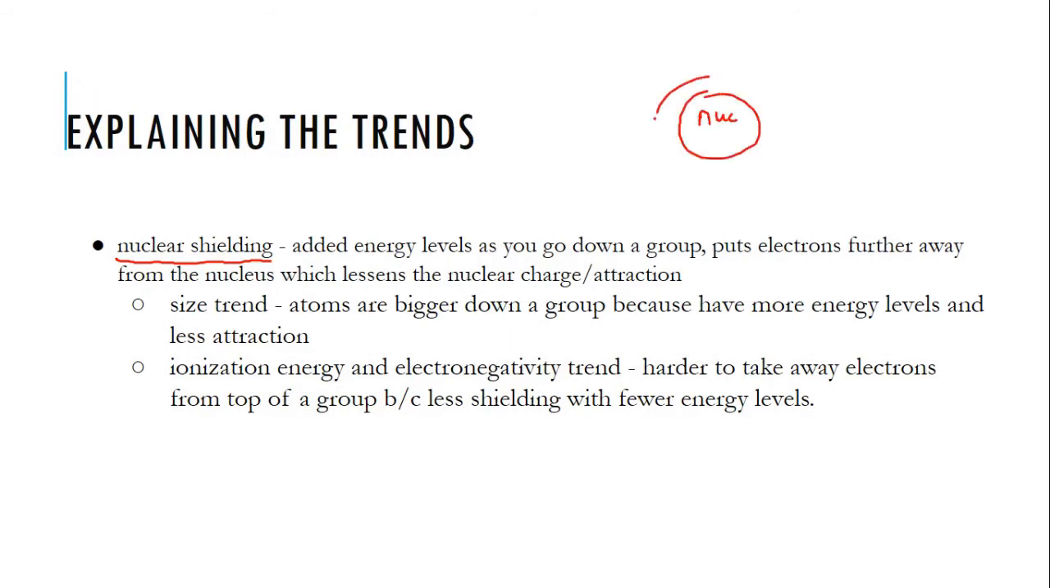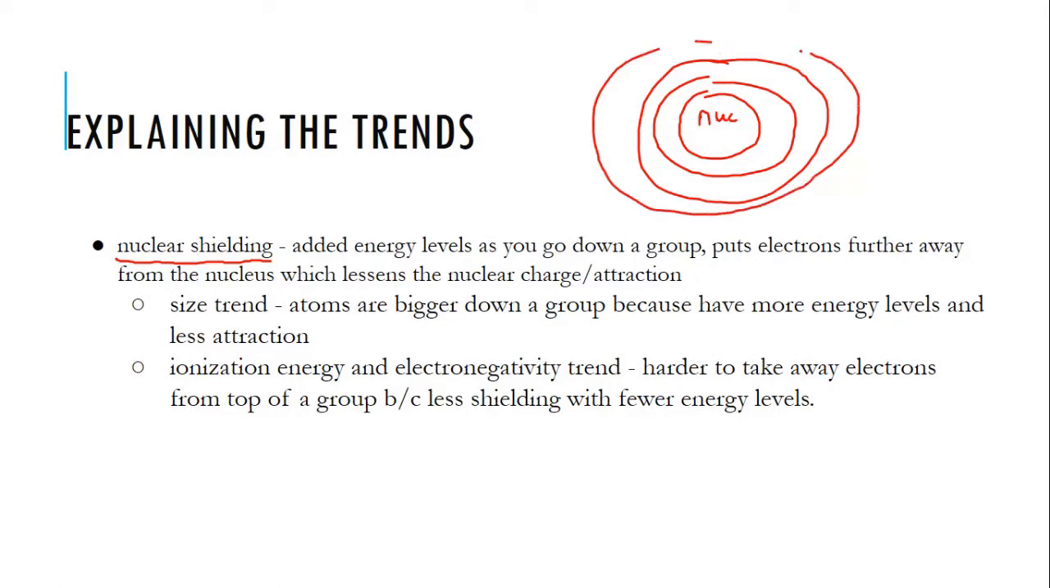If you have the nucleus right here and one energy level, and then another one, and then another one, as you keep going further and further out, the nucleus is still right here in the center. You're putting more protons here in the middle, but you're putting electrons further and further away. That is a really bad atom.